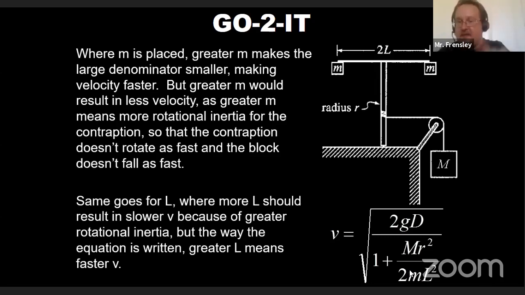The equation says if there's more rotational inertia at the arms, then this smaller fraction will be a smaller number, making this bigger denominator a smaller denominator, right? So think about that again. If the rotational inertia is bigger, this fraction is smaller. That makes the whole denominator smaller, and a smaller denominator means a bigger velocity. Well, that doesn't make sense. You shouldn't get a faster velocity for the arms having more rotational inertia. You should get a slower velocity. More inertia is harder to speed up.